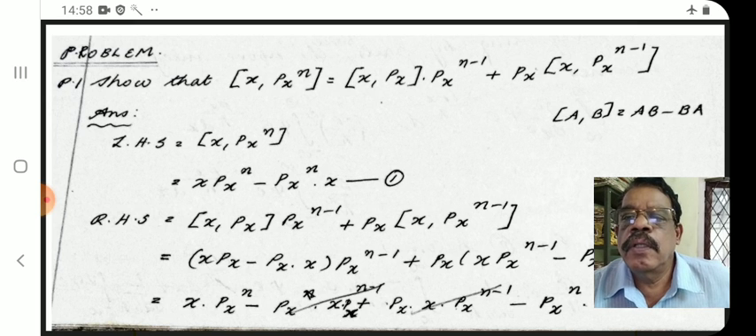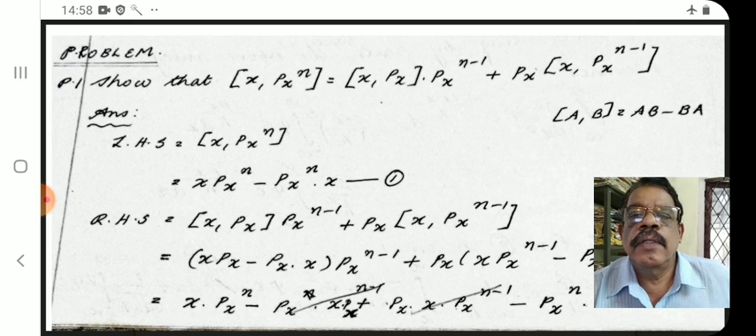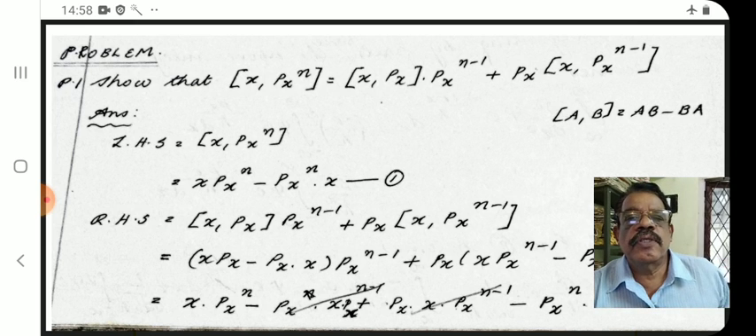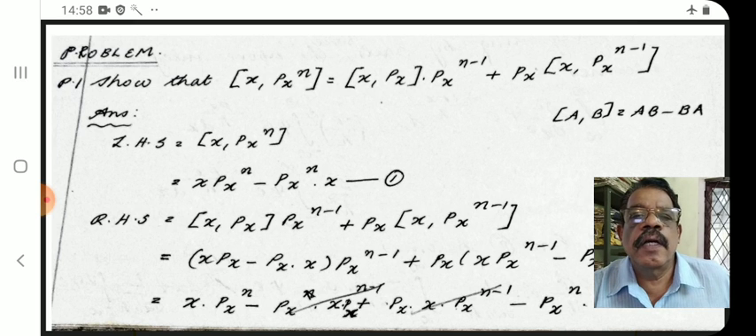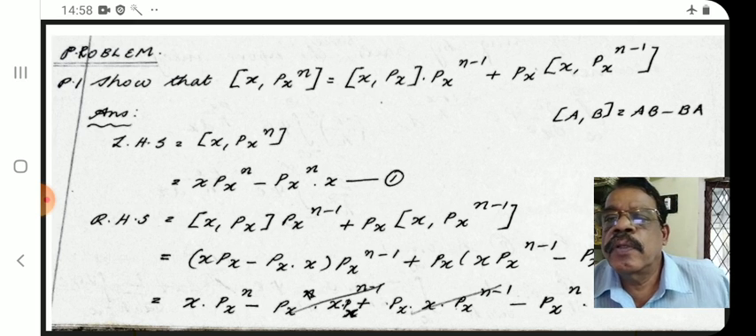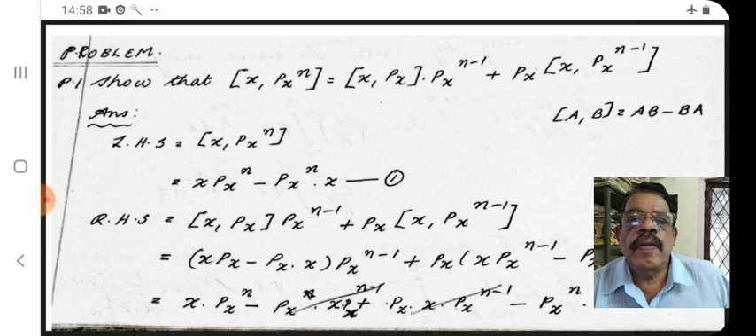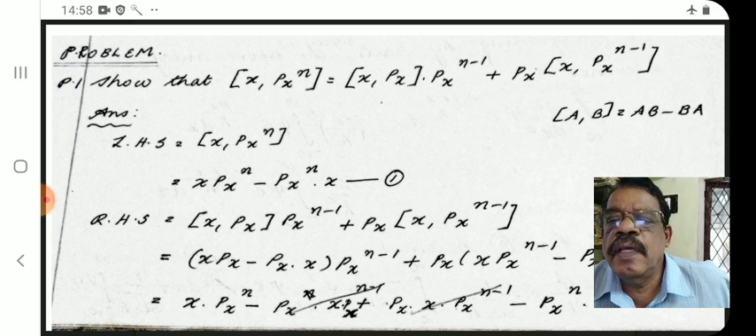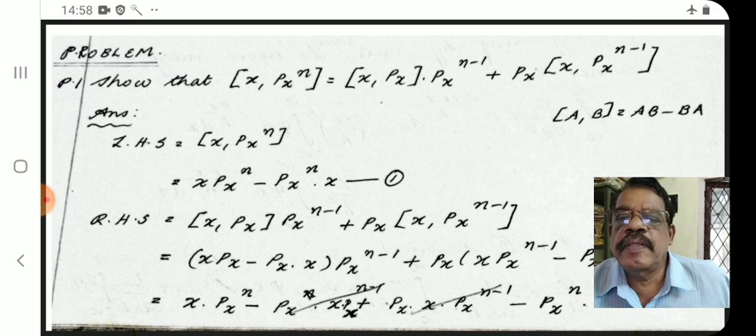What is the question? Show that [x, px^n] is equal to [x, px] px^(n-1) plus px [x, px^(n-1)]. So we take LHS. LHS is [x, px^n]. And then we apply the rule. We apply [a, b] is ab minus ba. So we get x px^n minus px^n x. That is LHS. We keep LHS as such.